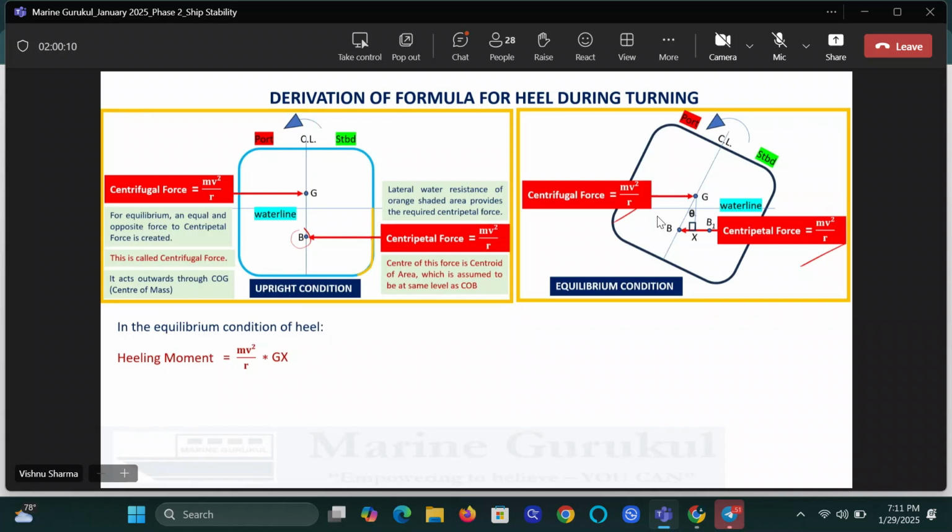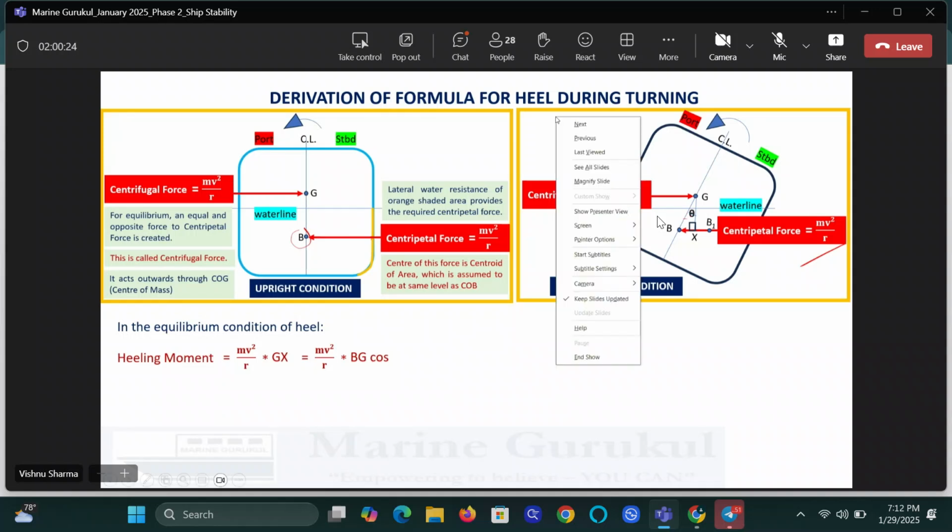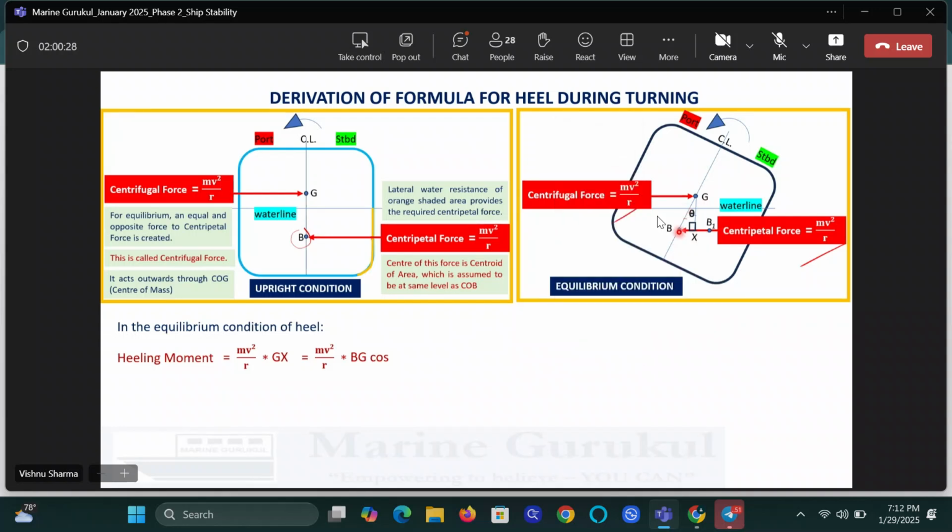And in the triangle, what will be GX equal to? GX will be equal to BG cos theta. Correct? GX is equal to BG cos theta in this triangle, right? Yes or no? So GX has been replaced by BG cos theta. This is the heeling moment.